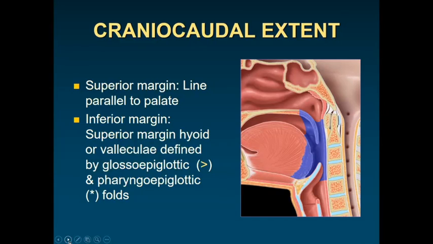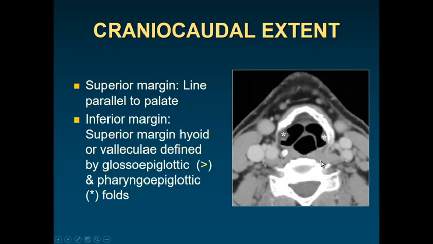In terms of the craniocaudal extent for the oropharynx, if you draw a line parallel to the hard palate, you can see this is the upper extent of the soft palate, which is included, and the inferior extent is going to be at the level of the vallecula right here. On an axial scan, there's the superior extent and the inferior extent here. And on an axial scan, the superior margin of the hyoid can be used as a marker for the vallecula, which are these air-filled spaces here, or you can use the pharyngoepiglottic folds here, or the glossoepiglottic fold.